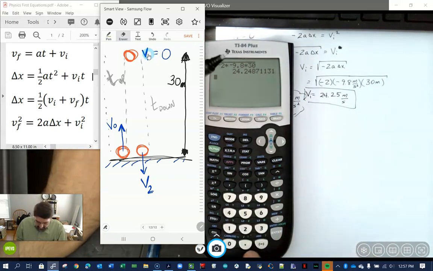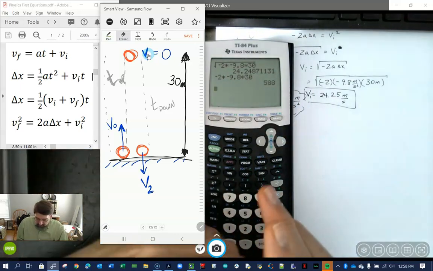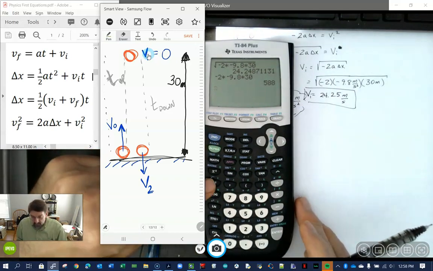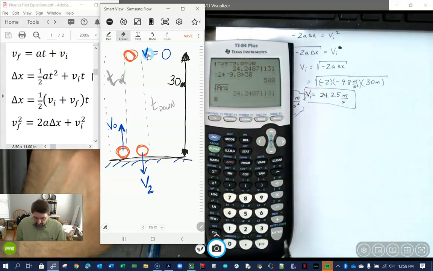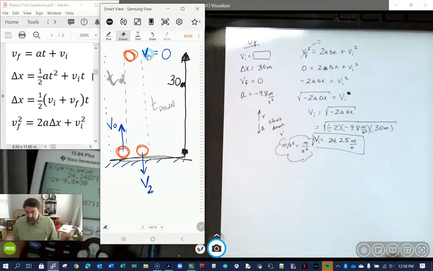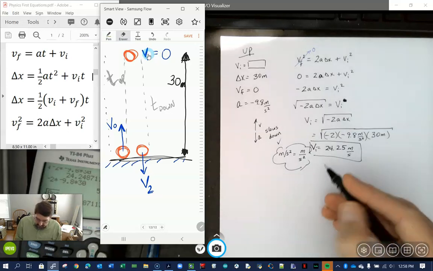Some of you might have done it this way. You might have said minus 2 times negative 9.8 times 30, and then you got that answer, and then you took the square root of it. Let me show you how to do that easily on this kind of calculator. You do second square root, and then you do second answer, and that pulls up the answer from the previous line, and so you get the same result there and there. Okay, so that gives us the initial velocity on the way up. Cool.